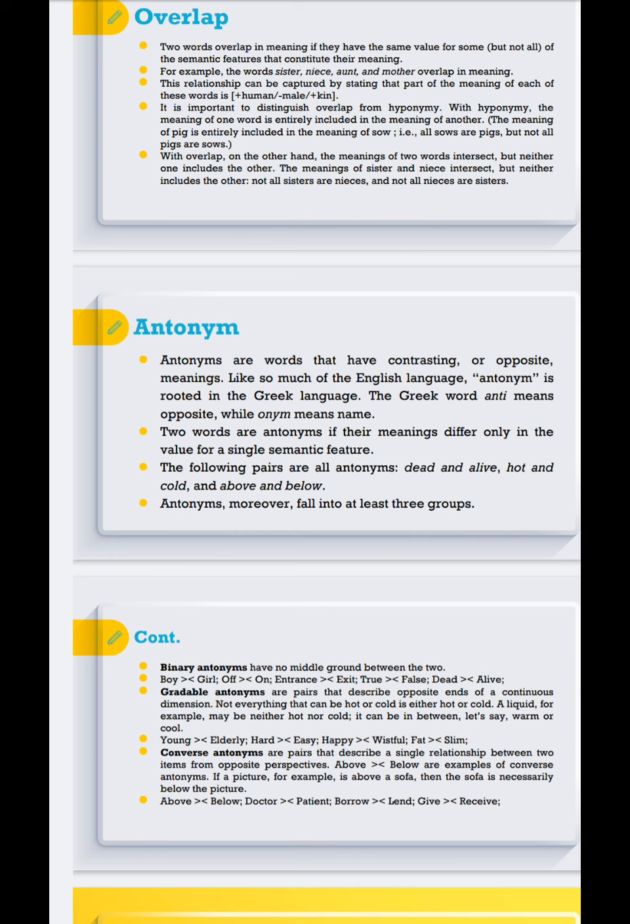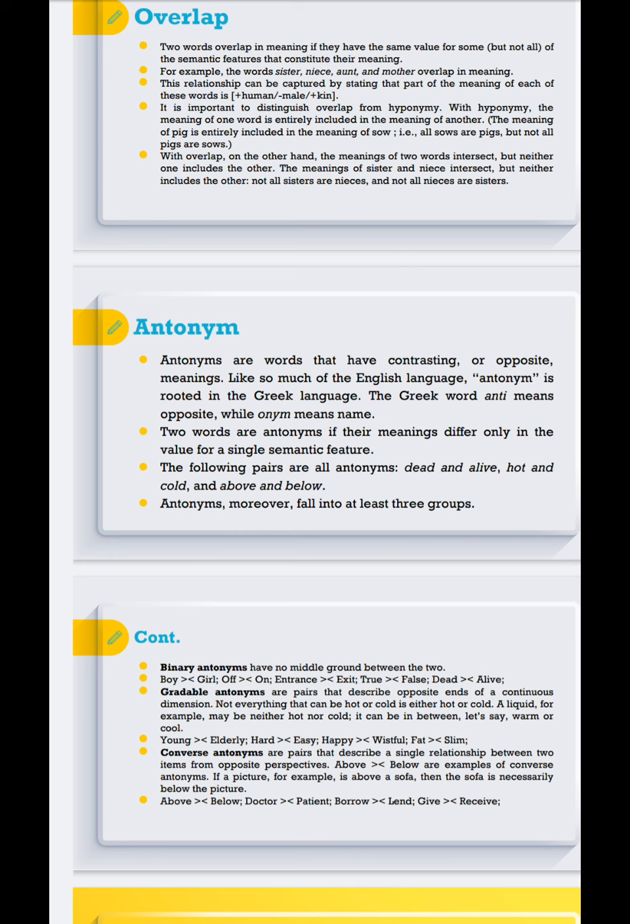And the next, antonym. Antonyms are words that have contrasting or opposite meanings. Like so much of the English language, antonym is rooted in the Greek language. The Greek word anti means opposite, while onym means name. Words are antonyms if their meanings differ only in the value for a single semantic feature. The following pairs are all antonyms: dead and alive, hot and cold, and above and below. Antonyms, moreover, fall into at least three groups.